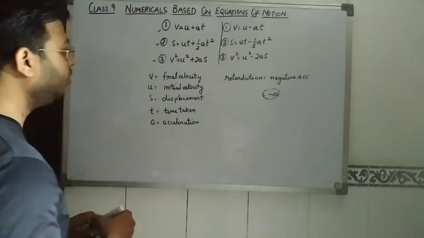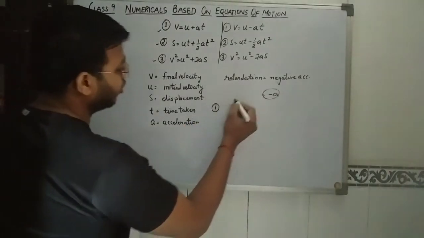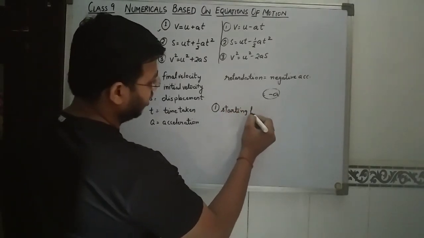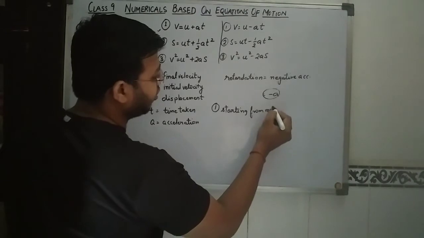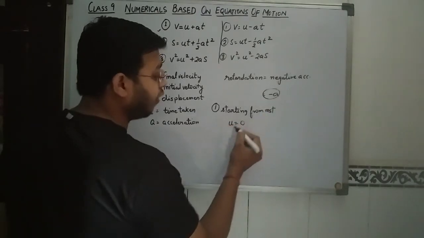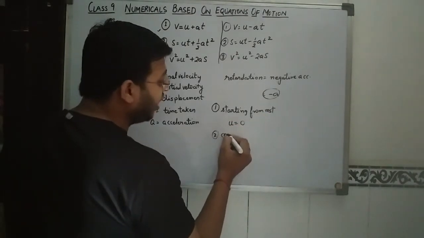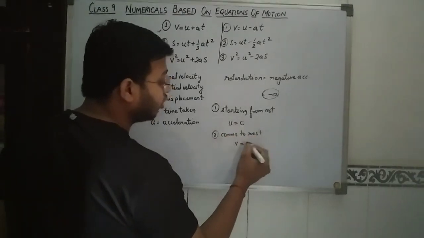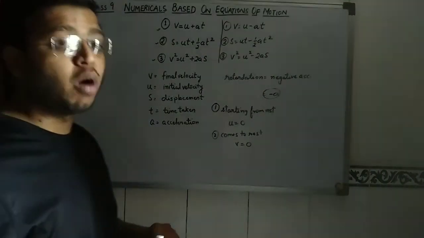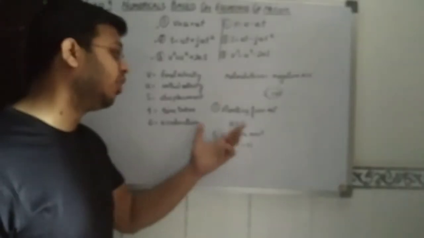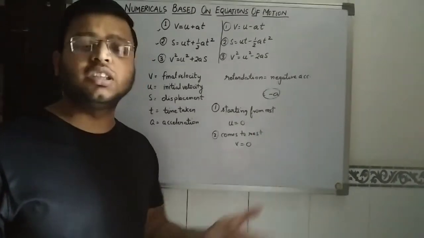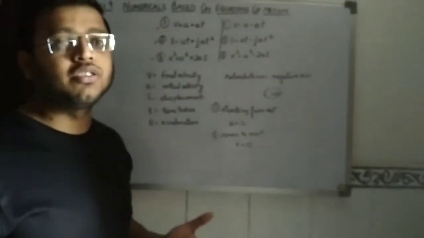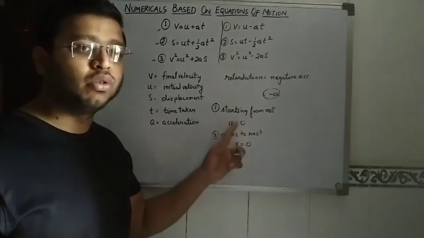One more thing. There are 2 more rules. Suppose the object is starting from rest. If an object is starting from rest, then its initial velocity will be 0. And if an object comes to rest after motion, then its final velocity will be 0. So these 2 rules will help you solve such questions in which an object is starting from rest, meaning the object is stationary initially. So if the object is stationary, then its initial velocity will be 0. So U will be 0.